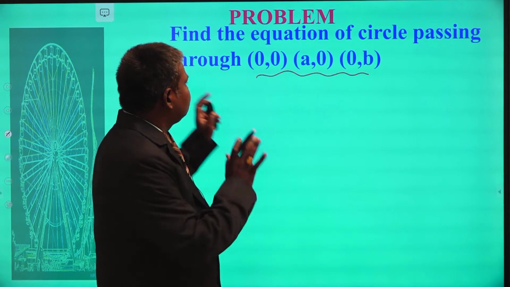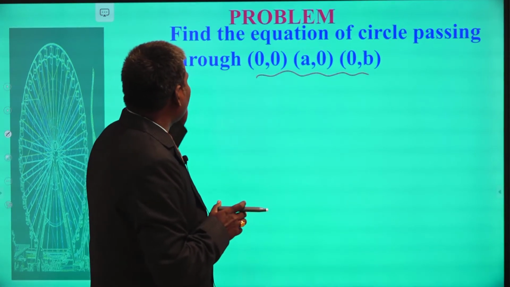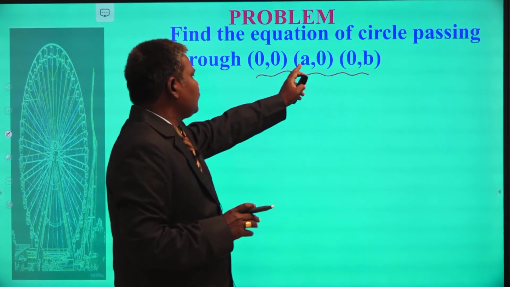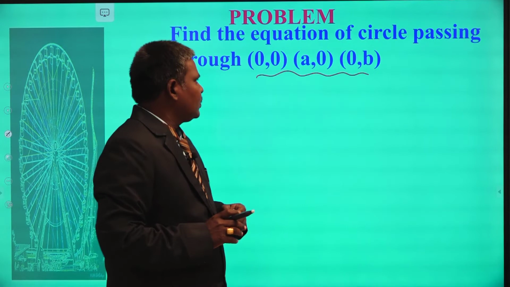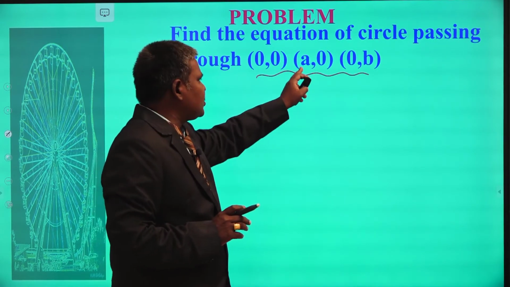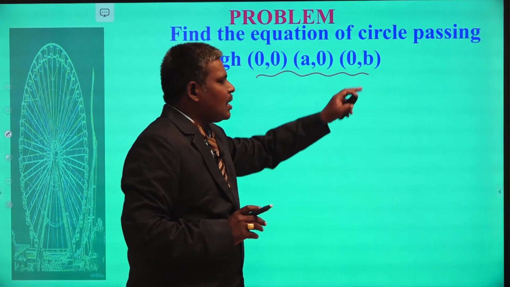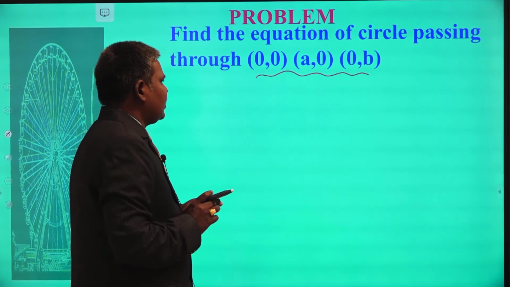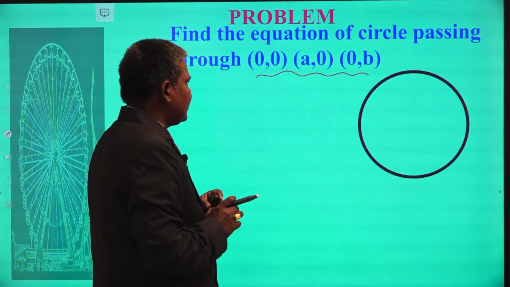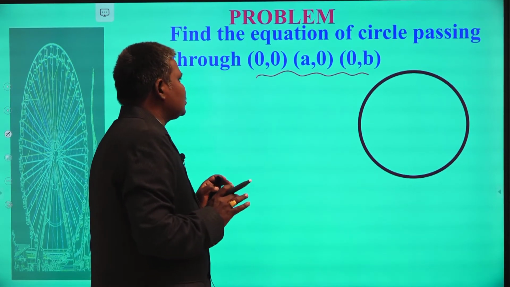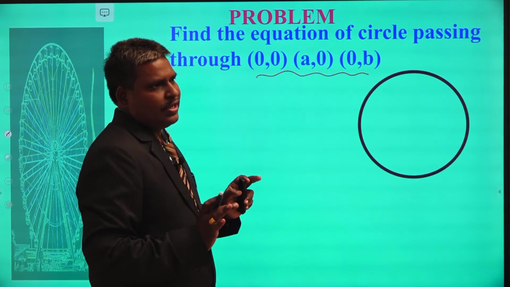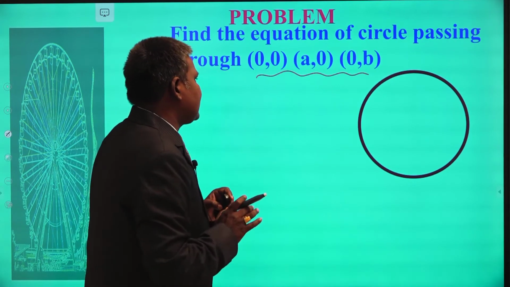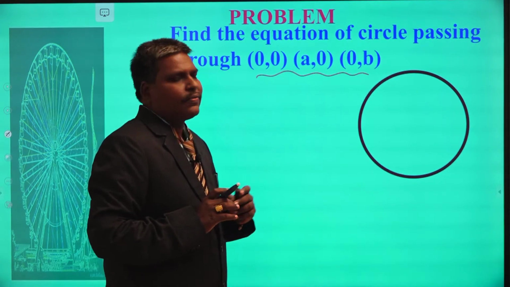Without using that, by using the previous concept, how do we find the equation of the circle passing through these 3 special points: (0, 0), (a, 0), (0, b)? (0, 0) is the origin, (a, 0) is a point on the x-axis, and (0, b) is a point on the y-axis. Let us try to draw the figure. First of all, this is your required circle, passing through (0, 0), (a, 0), (0, b).